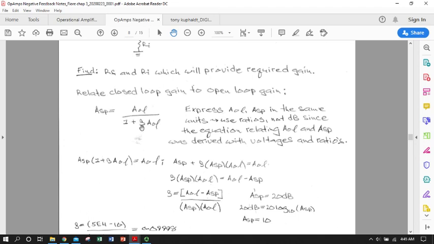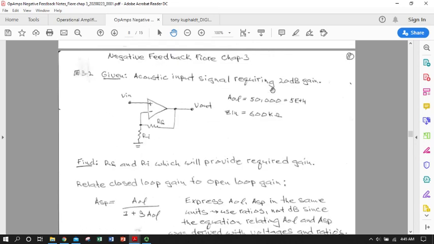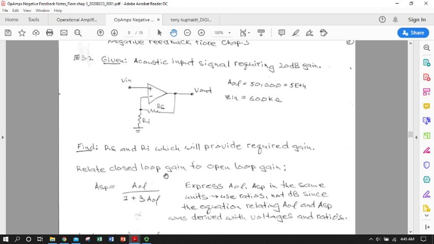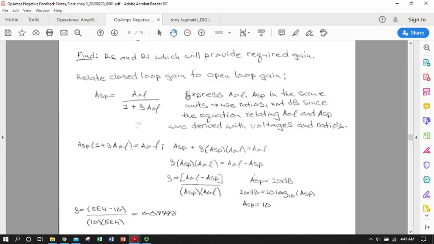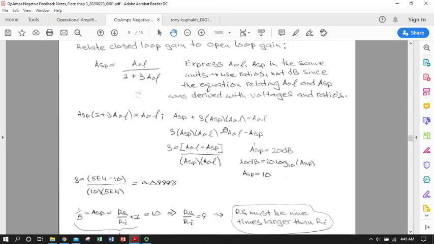So all we need is a beta, and we can calculate our closed loop gain and then see if it gives us our 20 decibels. But we might have to work that backwards because we need a beta which will give us that. So we'll just read from what we have here. We're going to express our open loop and our closed loop gain in the same units. Use ratios, not decibels, because this equation was derived with respect to voltage ratios, as we said earlier.